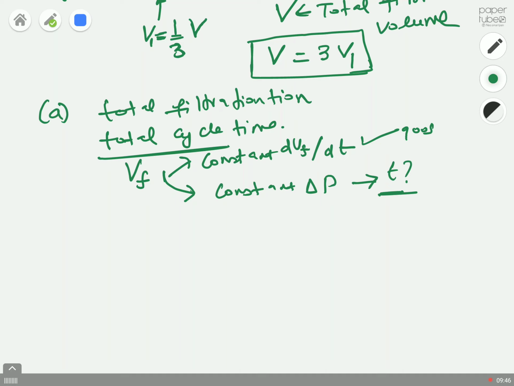Since we know this value of 900 seconds, we need to calculate the time required for filtration when you are running the filtration process at constant pressure. Okay, so let's solve this one by one. And before that, let's give a few more notations to make our life a bit easier.